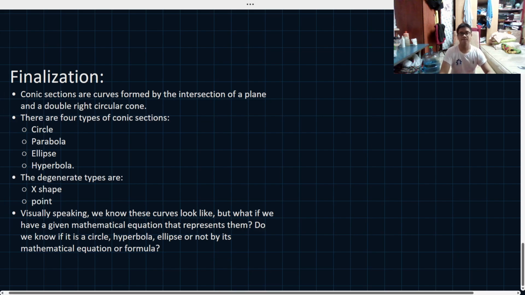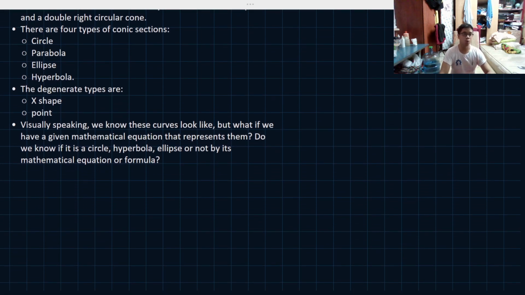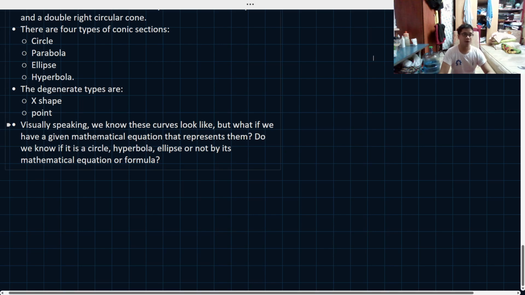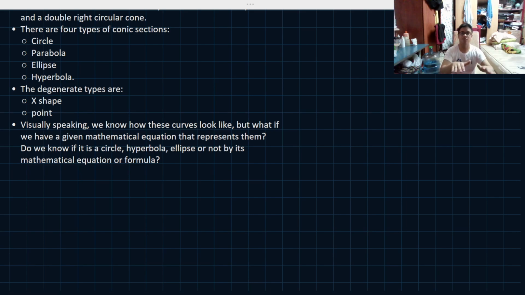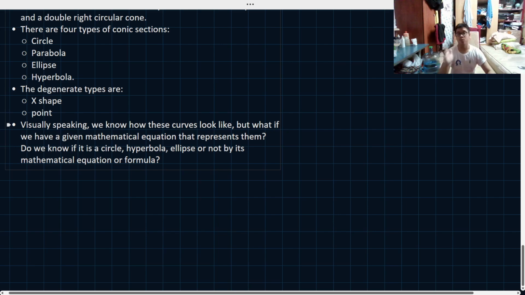Now, here, visually speaking, we know how... Oh my God. I think I have to recheck my grammar sometimes. But yeah, visually speaking, we know how these curves look.